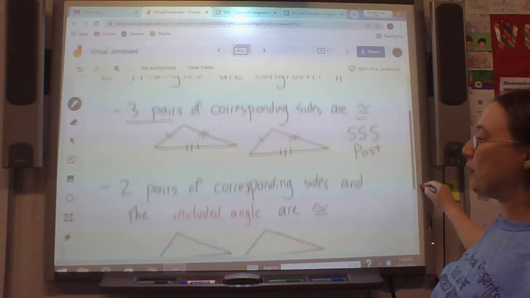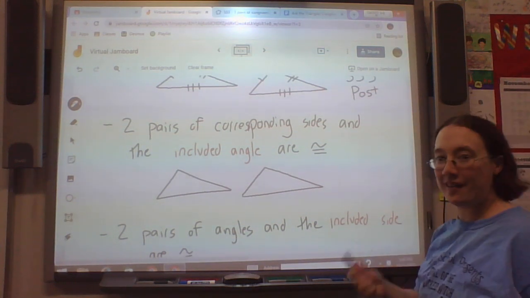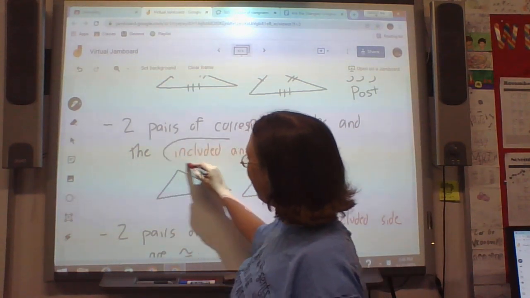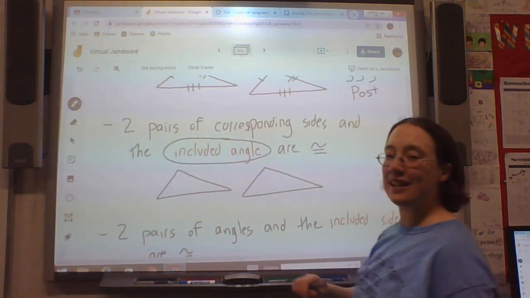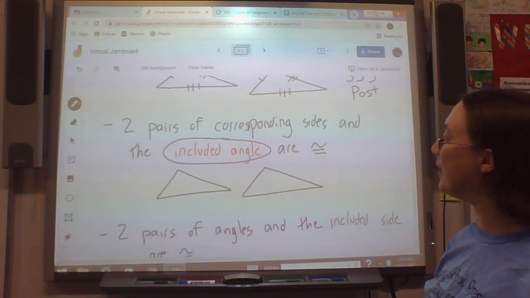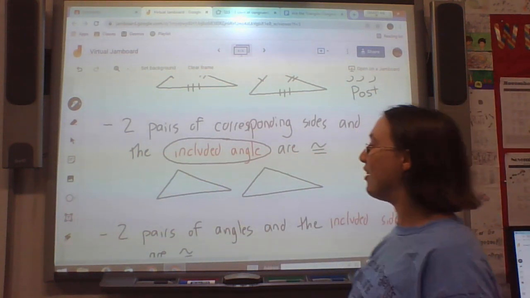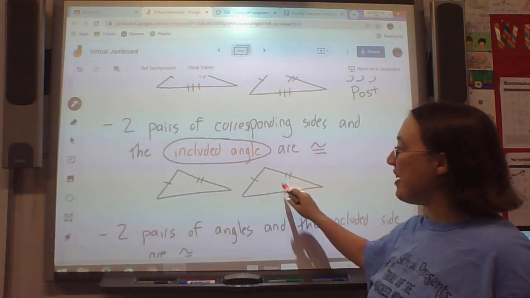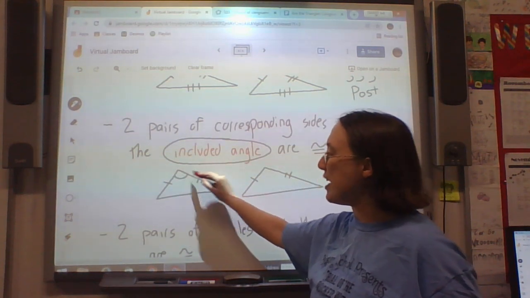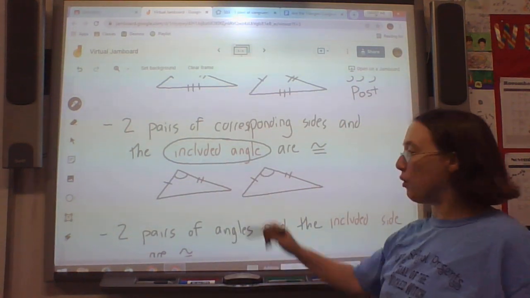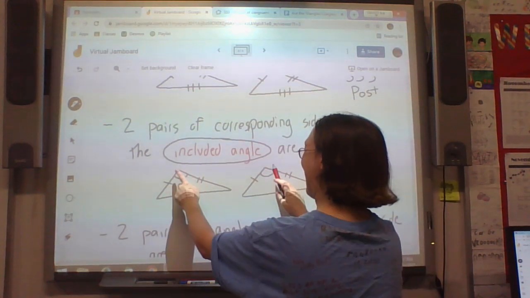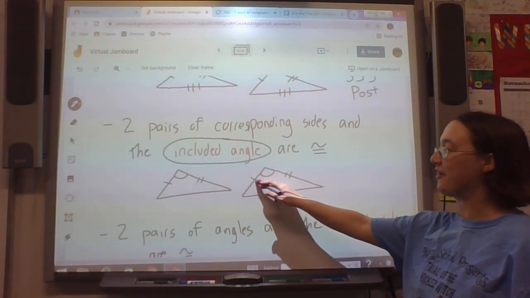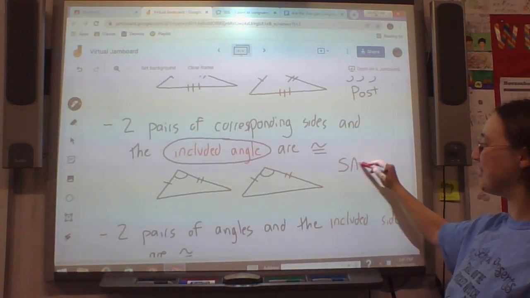So the next one we're looking at is if we have 2 pairs of corresponding sides and the included angle. And the reason I put that in red is your angle has to be the one that's the included angle. And your included angle is your one that's included between your 2 sides. So if, for example, I know that these sides are congruent and these sides are congruent, then the included angle will be the one in between those. So if I know those 2 pairs of sides are congruent and these angles are congruent, then the triangles have to be congruent, which is why we call this the side angle side postulate.